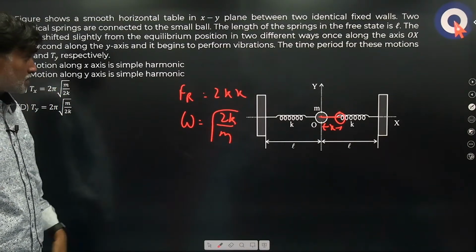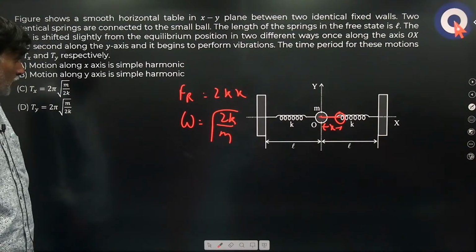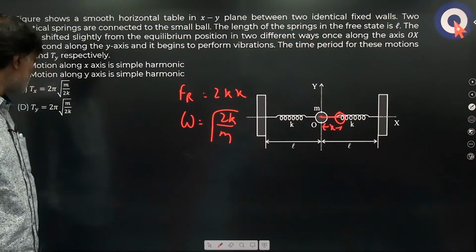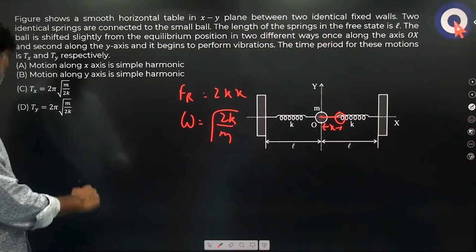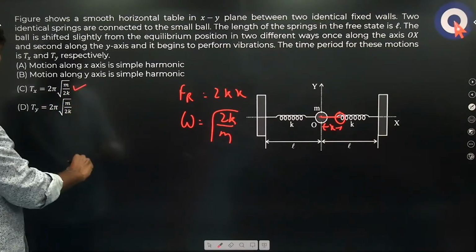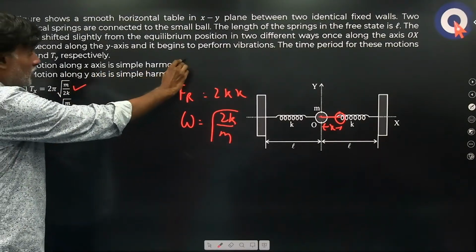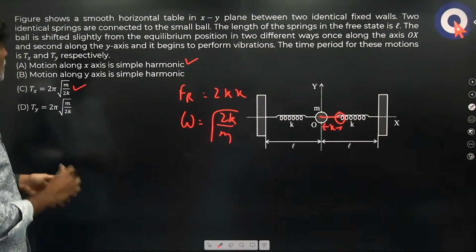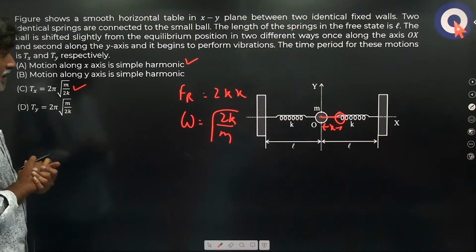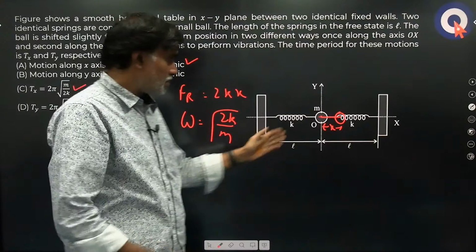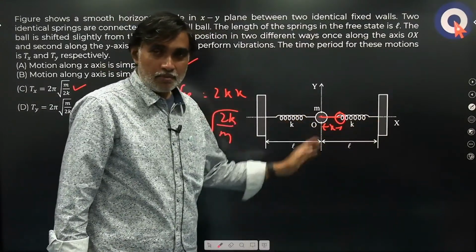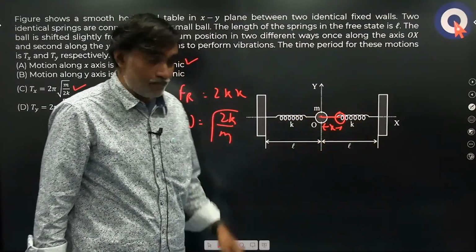So that is the angular frequency of oscillation. What is the time period? 2 pi root m by 2k in the first case. So this is correct only. This is correct, okay. And motion along x-axis is simple harmonic. This is also correct. Is it given? It is a very small displacement, shifted slightly, okay. It is not necessary that it is slight, it will be SHM anyhow, because it is proportional to x anyhow, okay.